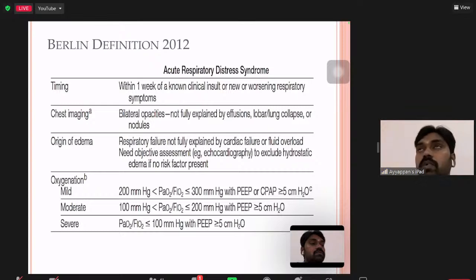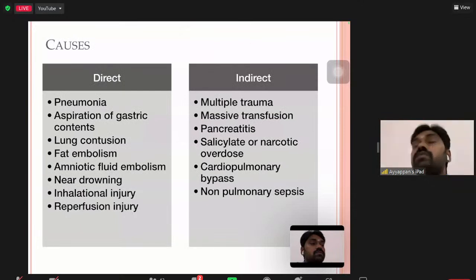The pulmonary edema can coexist with ARDS. It is not an all or none phenomenon, where it should be either ARDS or pulmonary edema. Both can be together, and the respiratory distress or breathlessness should not be explained only by left ventricular failure, and chest opacity should not be explained by effusions or lobar collapse. Okay, so this is the Berlin definition which is in use.